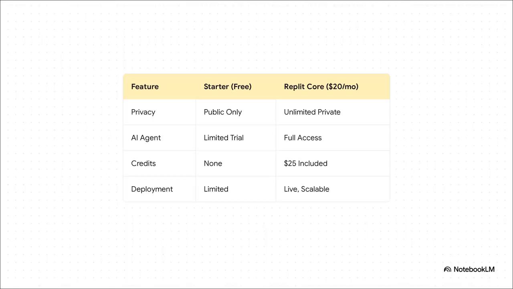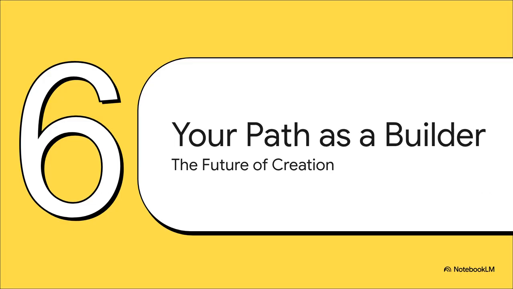And of course, you have to understand the pricing. The free starter plan is a great way to just play around, but your projects are all public and your access to the AI is pretty limited. The paid core plan is what really unlocks the full power. That gets you private projects and full access to the AI agent, which you pay for with a monthly allowance of credits.